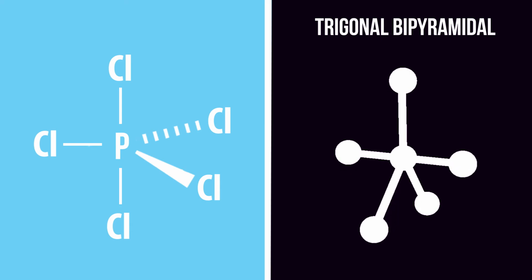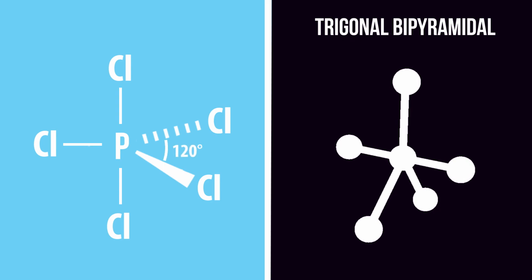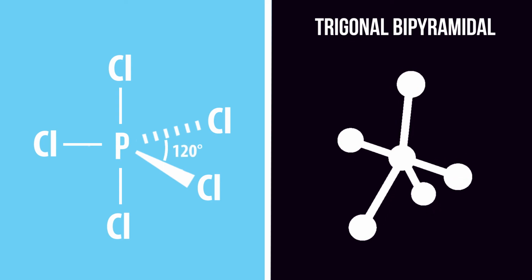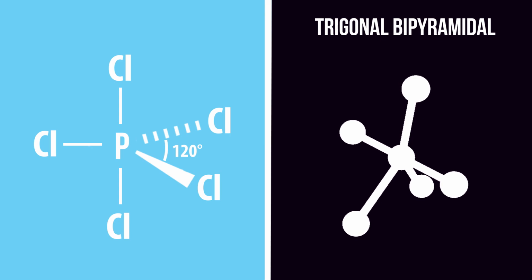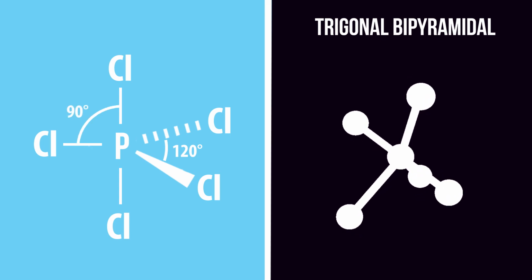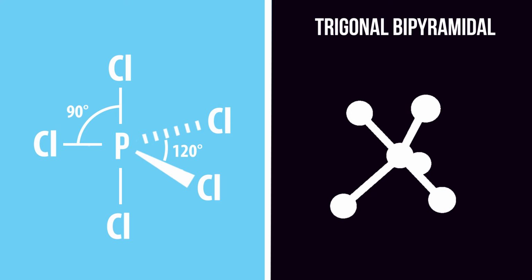bottom. Like I said, the equatorial atoms have a 120 degree angle, but if we look at the angle between one of the axial atoms with an equatorial atom, we can see that it has an angle of 90 degrees, which means we have 2 different angles for this molecule.